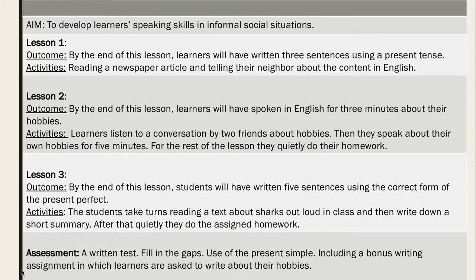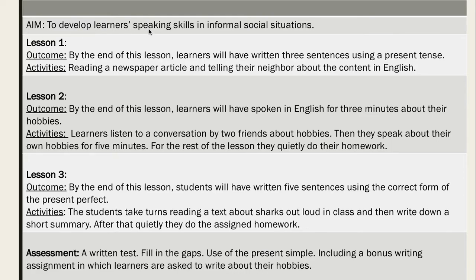Okay, the assessment, probably this is a school mandate, or it may be something that the government has said, that these students need to pass a written test with fill in the gaps using the present simple tense. And there's a bonus writing assignment in which learners are asked to write about their hobbies. Okay, so that's the test. So what's our long-term goal? To get them to pass the test.